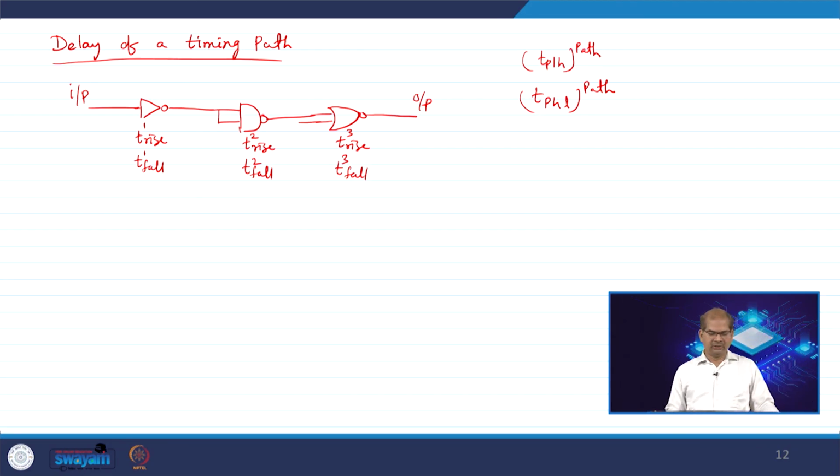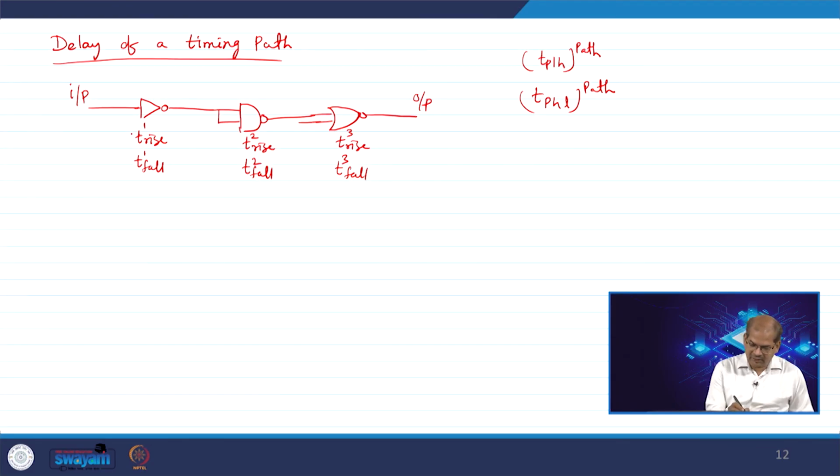Okay. So, these are the 3 parameters I got from the library .lib files. And I am not considering the transition time at this stage. Let us say I will find the total tPLH of the path. How can I do it? Okay. So, let us say I have this first parameter. First of all, you see all things are inverting in nature.